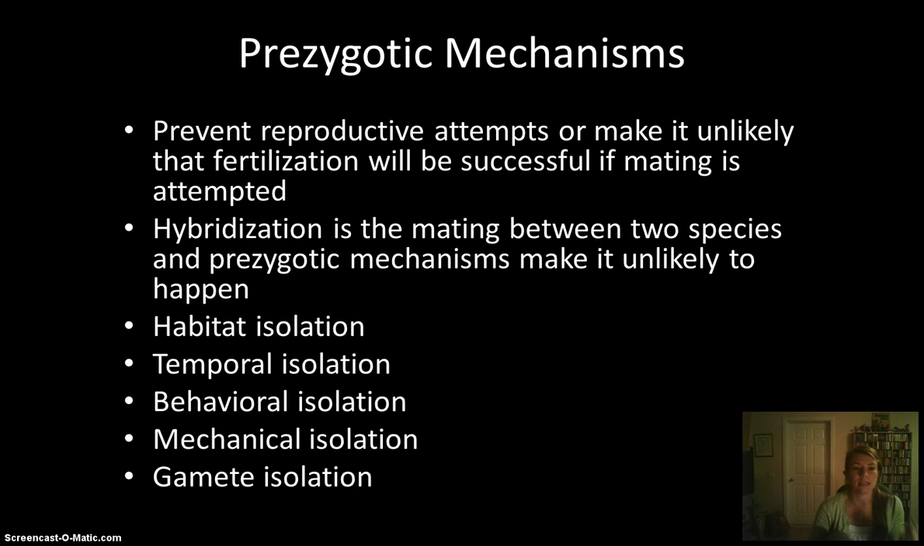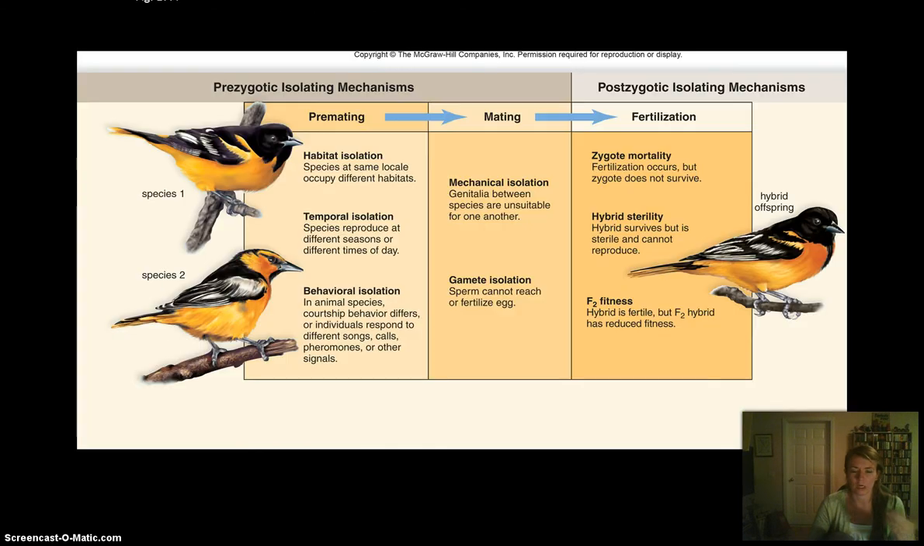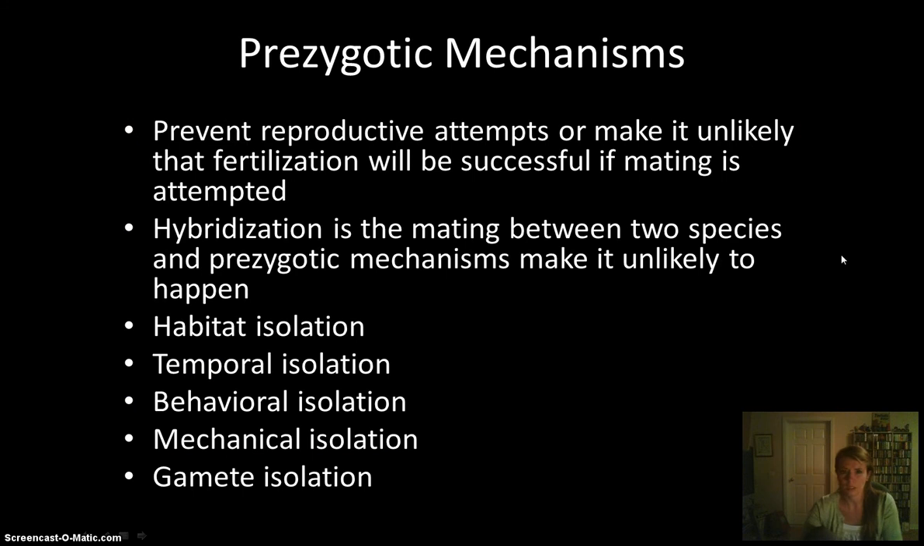And the sperm and the egg forming a zygote is called hybridization. Hybridization is the mating between two species, and prezygotic mechanisms make it unlikely to happen. So hybridization would be two different species of birds coming together to form a new kind. So here's species 1 of this bird, here's species 2. If they were successfully reproducing together, they would form a hybrid. There are five different kinds of prezygotic mechanisms.